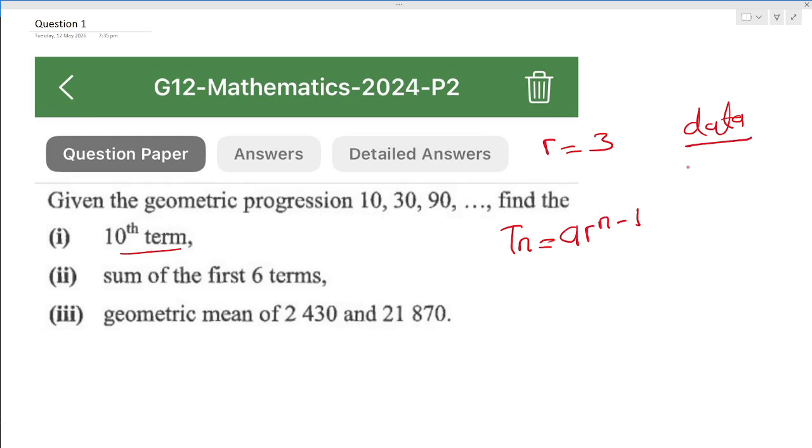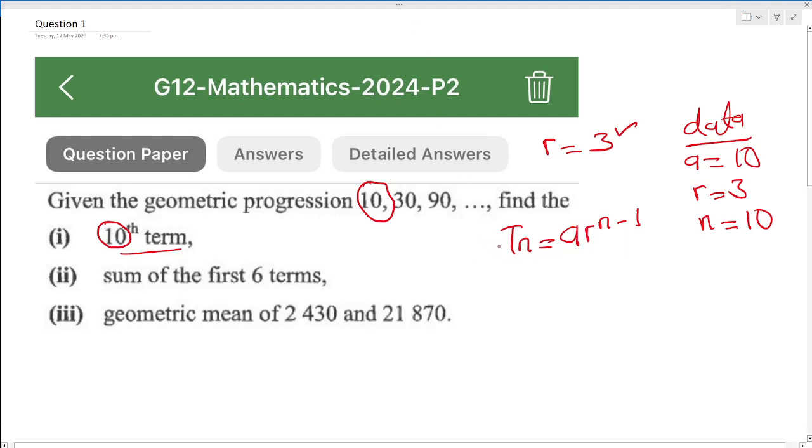What is our A? Our A is basically the first term, so A is 10. What is our common ratio? Our common ratio is 3 right there. What is our N? The term they're asking you to find, the 10th term, so your N becomes 10. All you have to do now is plug in these values into your formula and solve.